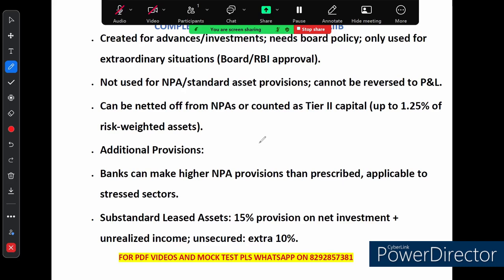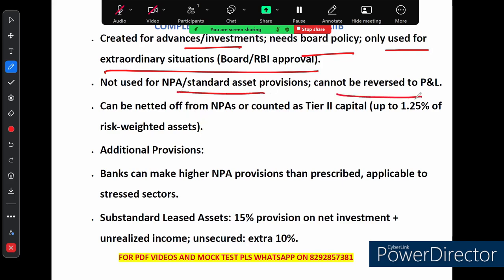So you can see clearly written, it is created for advances and investments, needs board policy, only used for extraordinary situations, right? These provisions can't be used for regular bad loan provisioning and won't show up in profit or loss. However, they help reduce the value of the bad loans or even count toward the bank's extra capital, right? So this is the advantage.